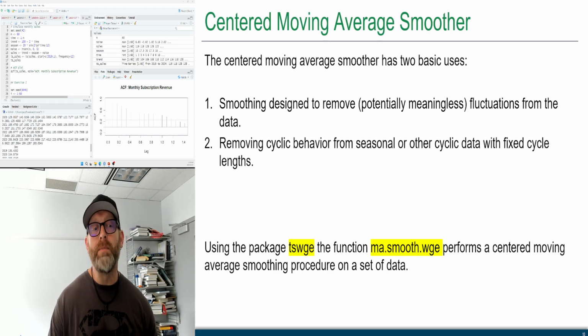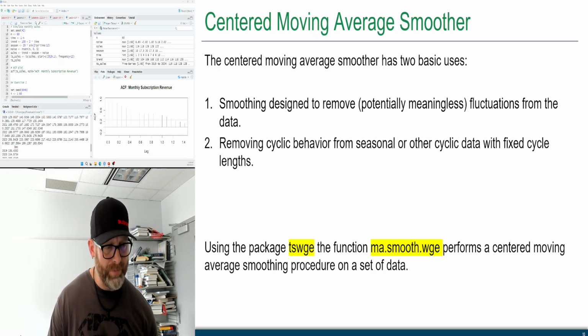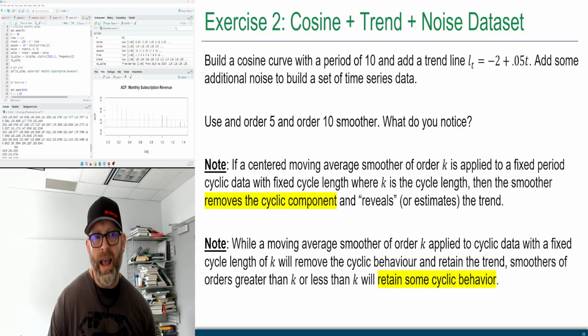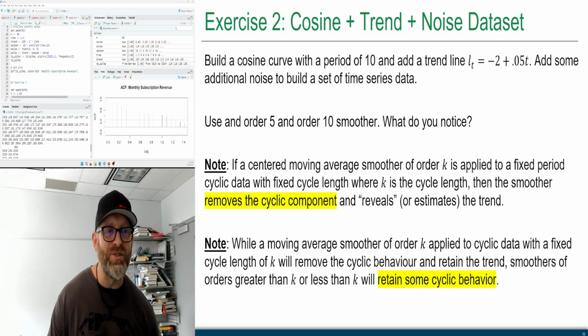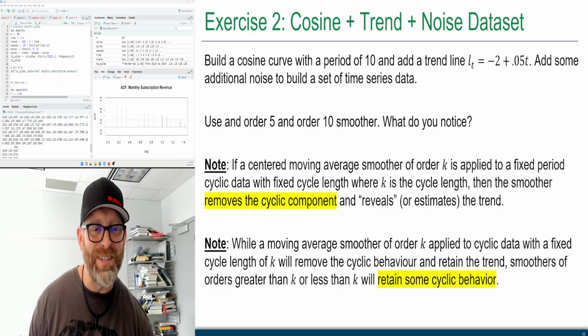Now, what we're going to be using is the TSWGE package, and the function specifically that we're going to be calling is ma.smooth.wge. So we're going to be looking at this one. For exercise 2, what we're going to do is build a time series, and we're going to perform an order 5 and an order 10 smoother, and we're going to ask, what do we notice about this? Now, obviously, I already have that information in here, so pretend we're not reading the 2 notes just yet, but we'll get to those 2 notes in a sec.